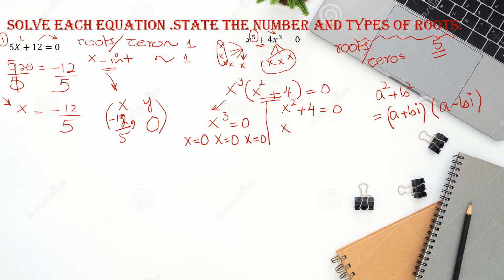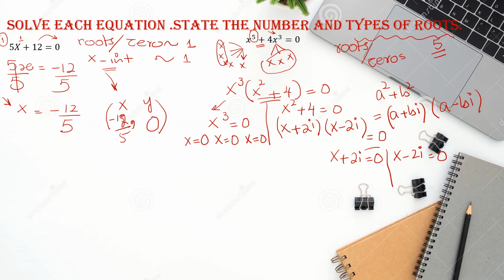So you can just convert it: x plus square root of 4, which is 2i, and one more time you will write x minus 2i. So these are the factors of x square plus 4 equals 0. Now one time you will write x plus 2i equals 0, and the other time you will write x minus 2i equals 0.